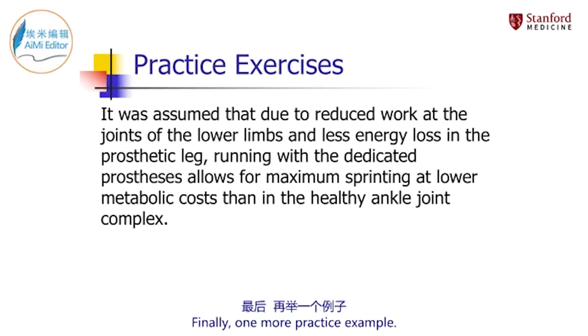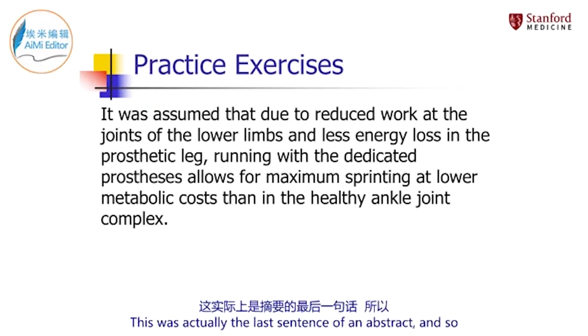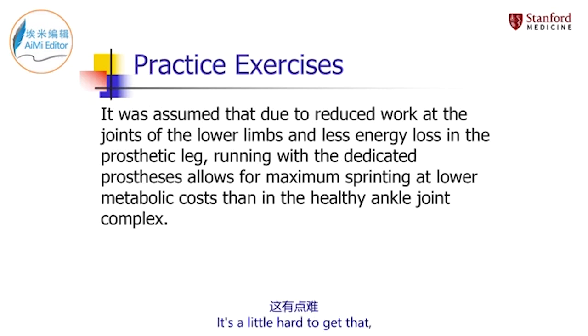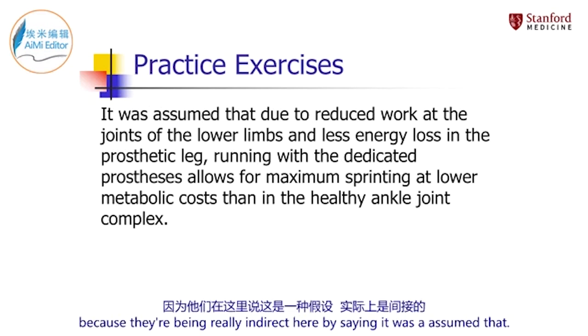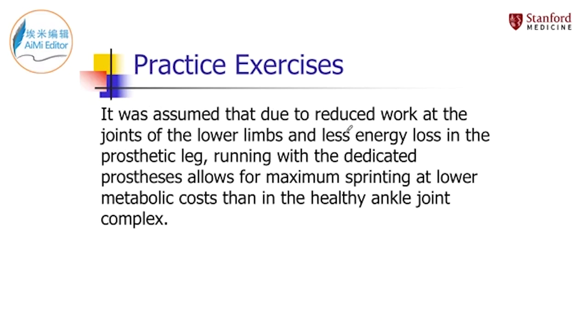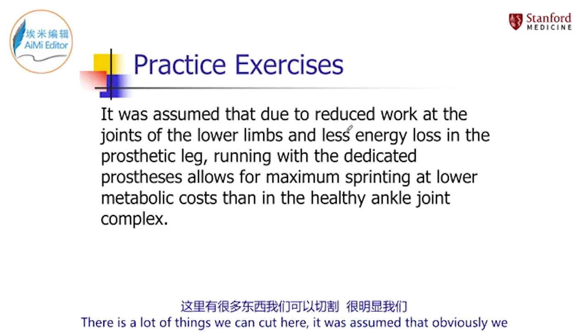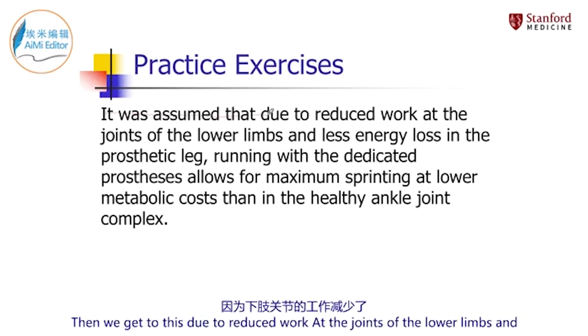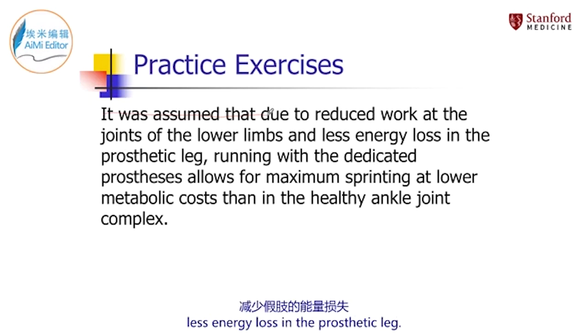Finally, one more practice example. This was actually the last sentence of an abstract. And so the authors were trying to tell you what their conclusion was. It's a little hard to get that because they're being really indirect here by saying, it was assumed that. We'd rather have something like, we concluded. It was assumed that is confusing. There's a lot of things we can cut here. It was assumed that, obviously we want to get rid of that altogether. That is just confusing. Then we get to this, due to reduced work at the joints of the lower limbs and less energy loss in the prosthetic leg.